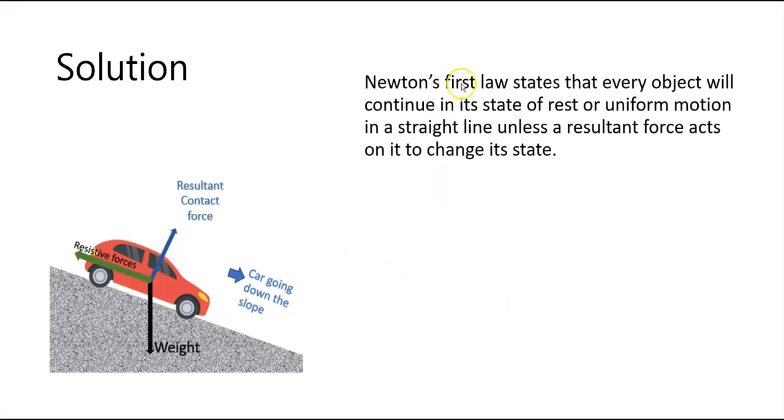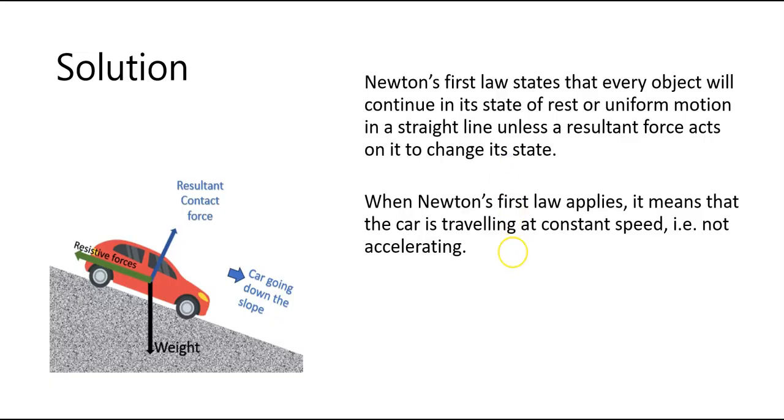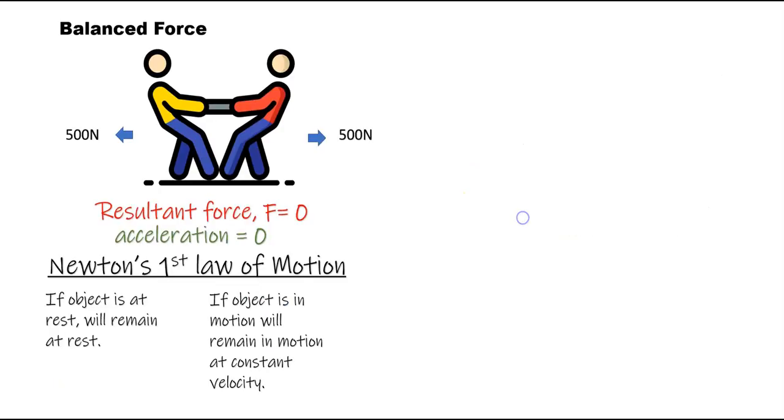Newton's first law states that every object will continue in a state of rest or uniform motion in a straight line unless a resultant force acts on it to change its state. So if the question states that Newton's first law applies, it means that the car is traveling with constant speed. That is, it is not accelerating. It is in uniform motion in a straight line down the slope. And there is no resultant force.